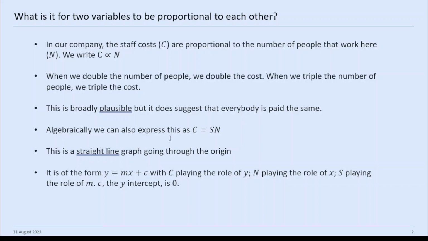Algebraically, we can express this as C = S × N, which would be a straight line graph going through the origin. If you plotted N as the x-axis and C as the y-axis, then S would be the gradient, playing the role of m in the straight line equation. And of course the y-intercept is 0.